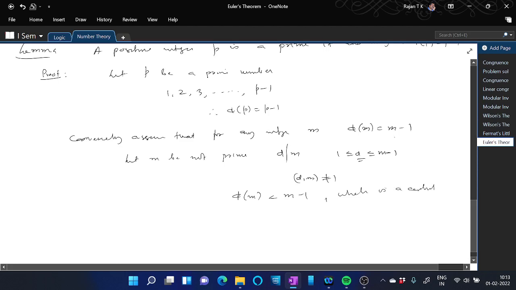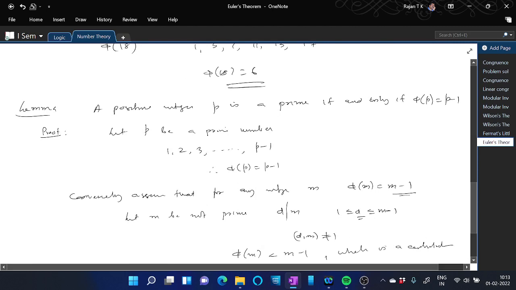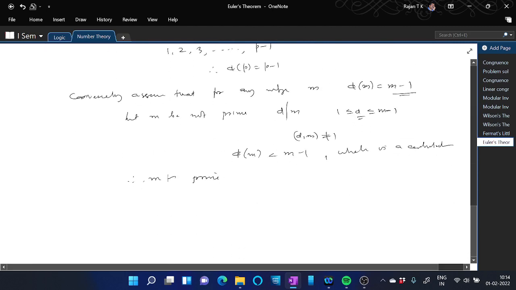Because phi of m is m minus 1, we have assumed. Here we are getting phi of m less than m minus 1. If there is an integer which divides m, then definitely phi of m will be less than m minus 1, which is a contradiction, and therefore m is a prime number. Therefore, m is prime. Hence, we have the result: a positive integer p is a prime if and only if phi of p is equal to p minus 1.